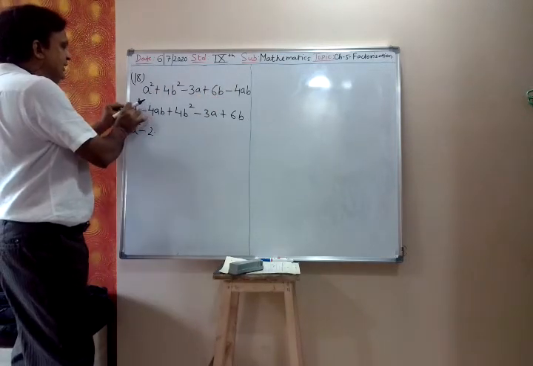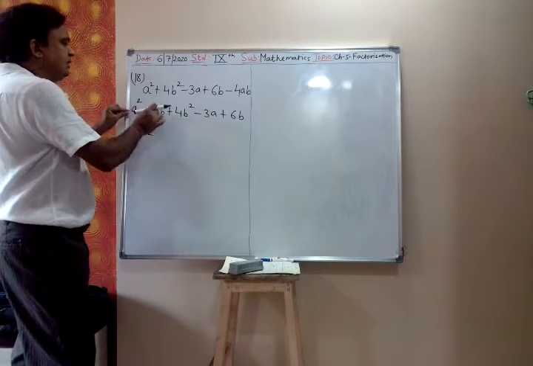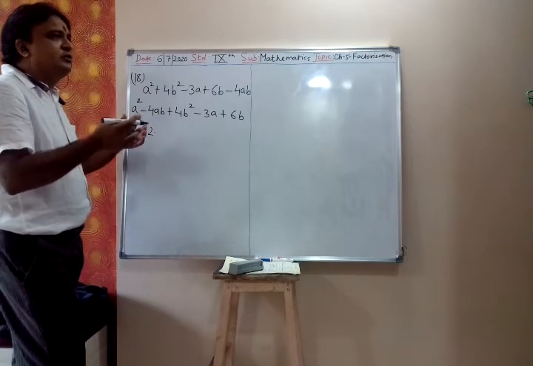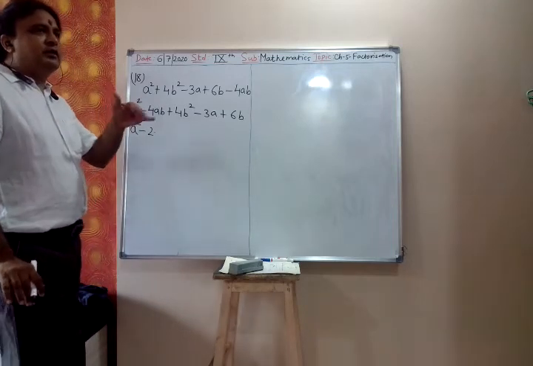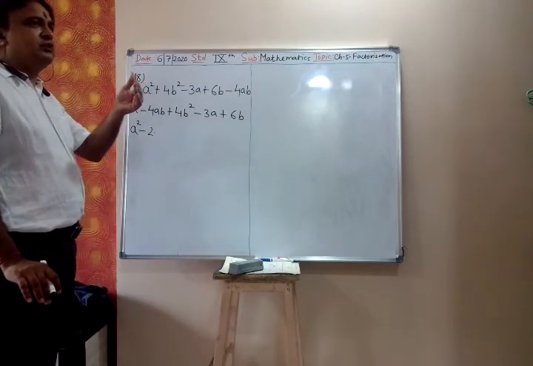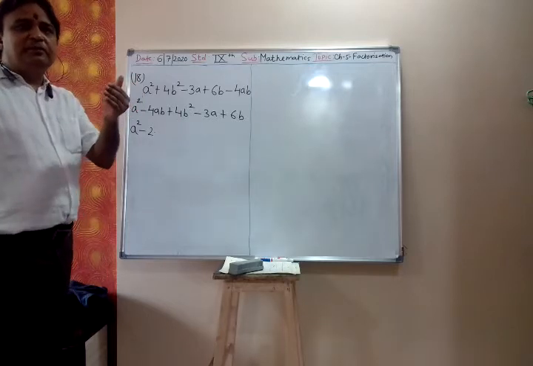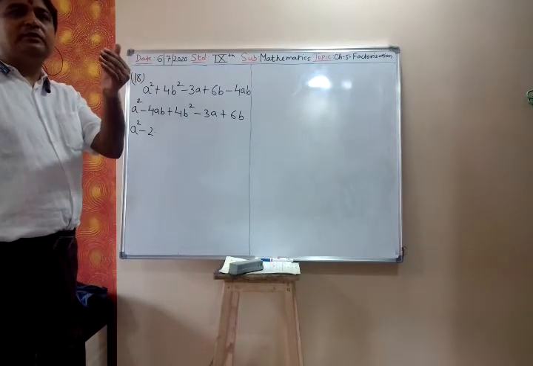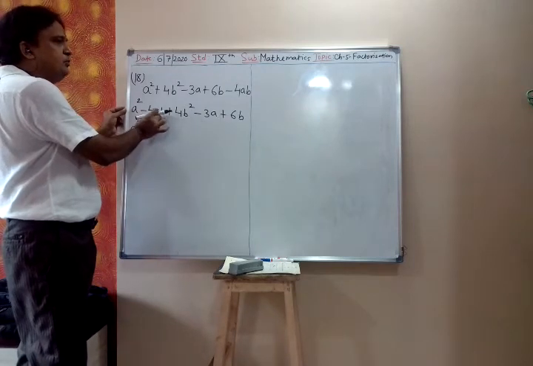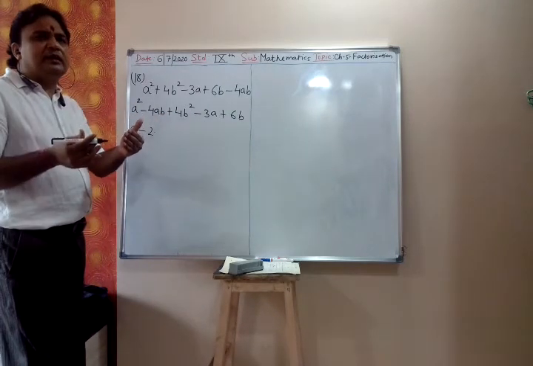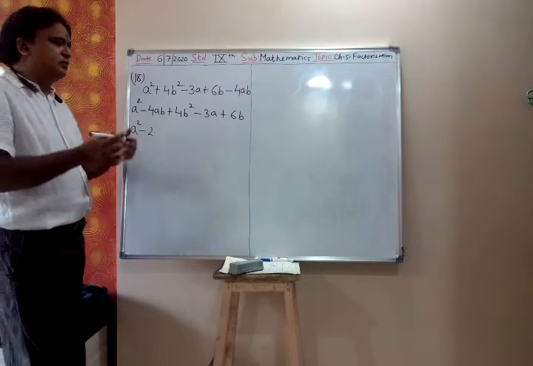But when I will take a square, b square and ab together, I can use the formula a minus b whole square or a plus b whole square. Is it clear? Because we know a minus b whole square is a square minus 2ab plus b square, a plus b whole square is a square plus 2ab plus b square. So when you take a square and b square and ab term together, we can apply the formula a minus b whole square or a plus b whole square.